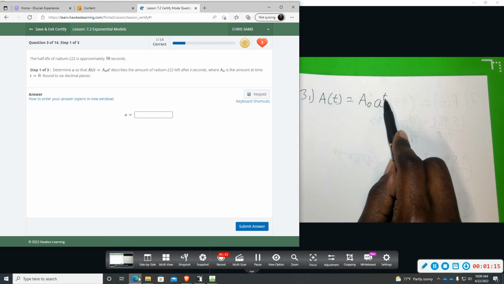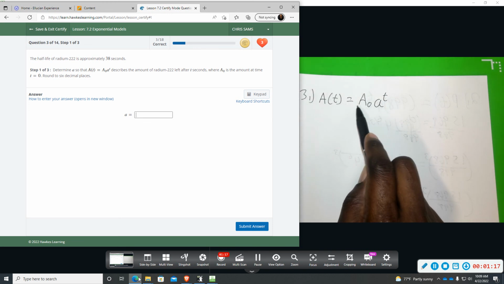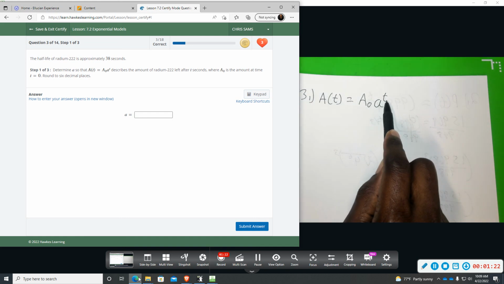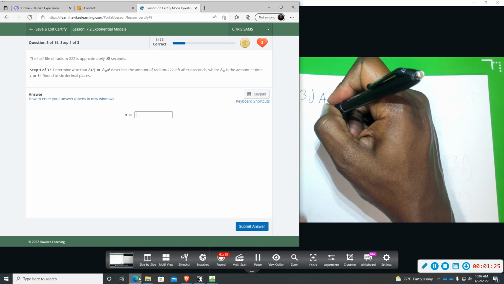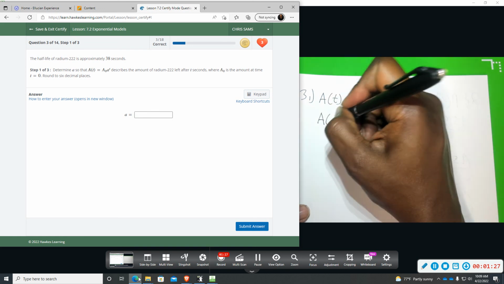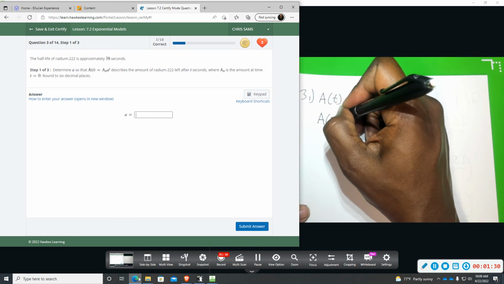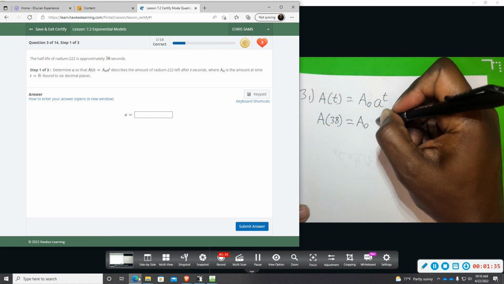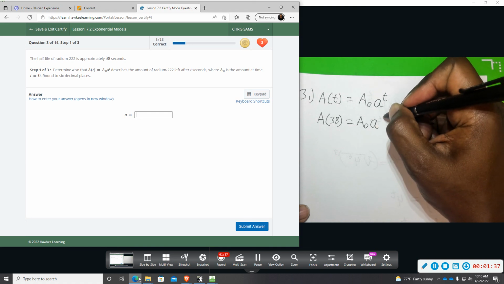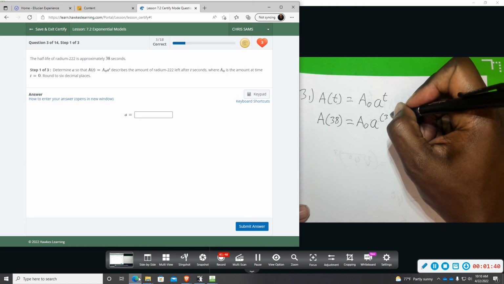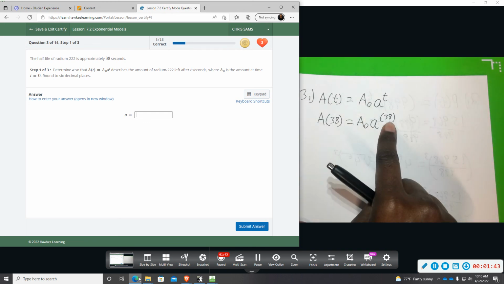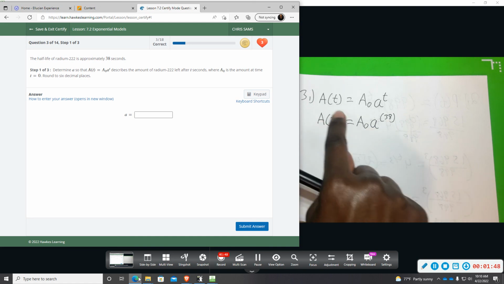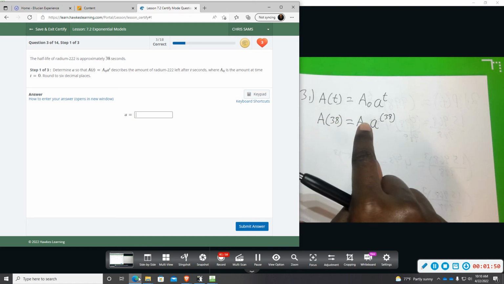We're told the half-life is 38 seconds. So whatever we start with, we're going to have half of that after 38 seconds have passed. And t represents seconds. So if I do A(38), I'm plugging in 38 for t. That's going to give me A0, and then lowercase a raised to the 38 power. So the half-life means that at 38 seconds, this side is going to be equal to half of what we started with.